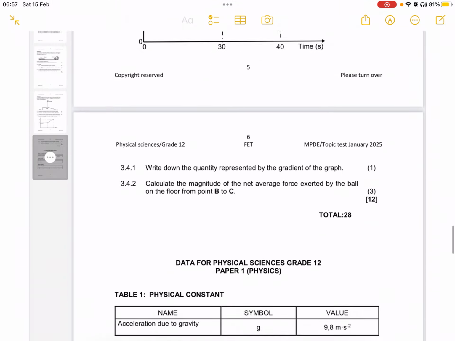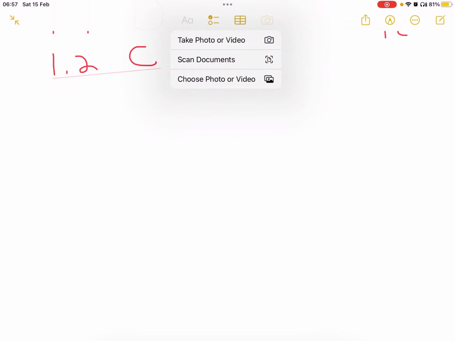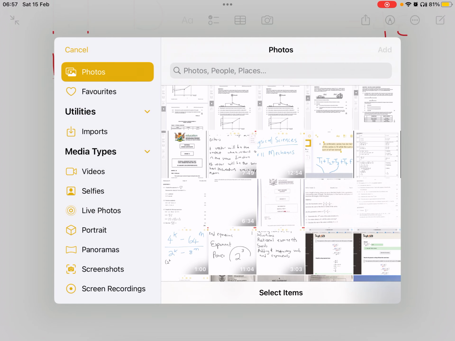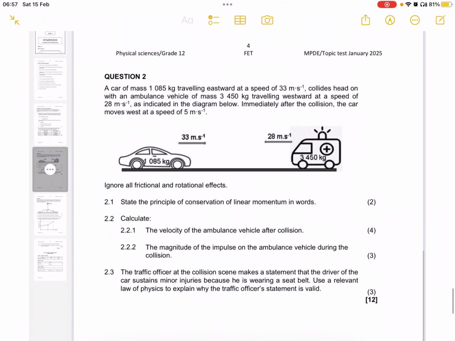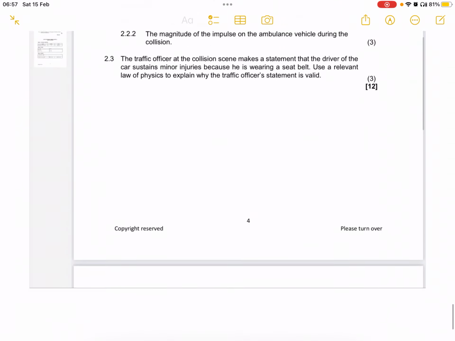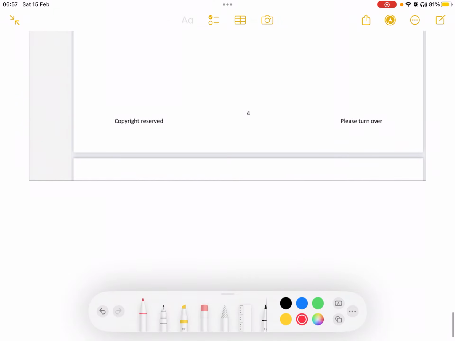Okay, I think I'll have to attach question 2 here so that we don't scroll too much. Question 2. There you are. Right. State the principle of conservation of linear momentum in words. Question 2.1.